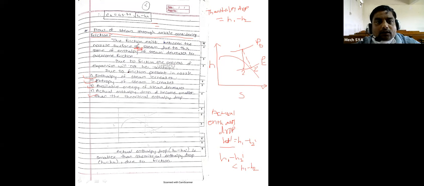Due to the friction process, expansion will not be isentropic; it will be non-isentropic. And the effect of friction will be what? Enthalpy of steam increases, entropy of steam increases, and available energy decreases. The actual enthalpy drop becomes smaller than the theoretical enthalpy drop, and the actual enthalpy drop H1 minus H2 dash is smaller than the theoretical enthalpy drop H1 minus H2 due to friction.